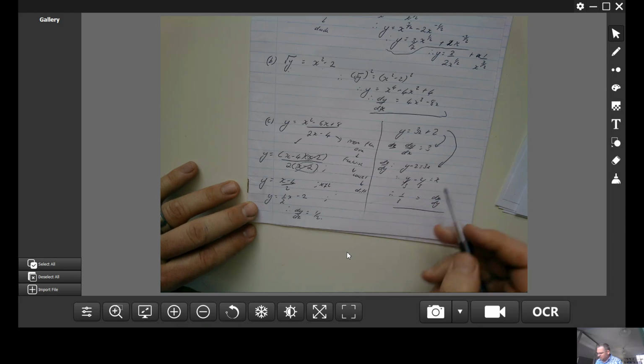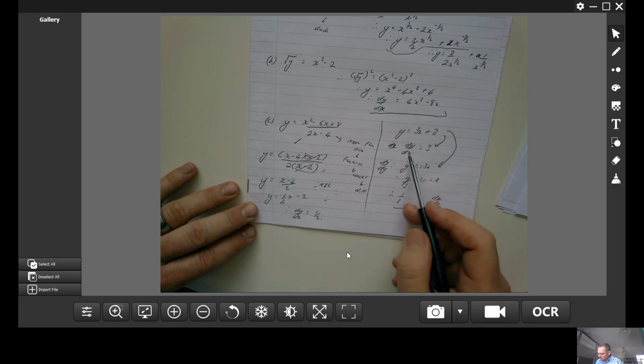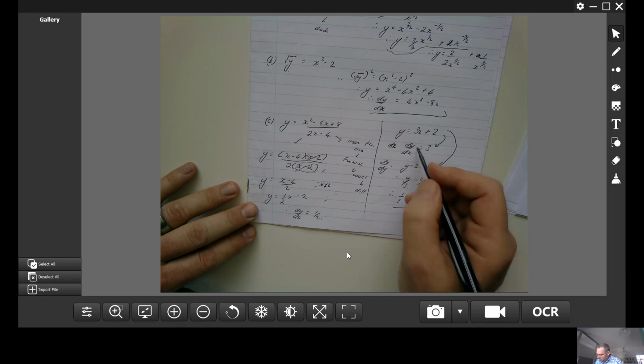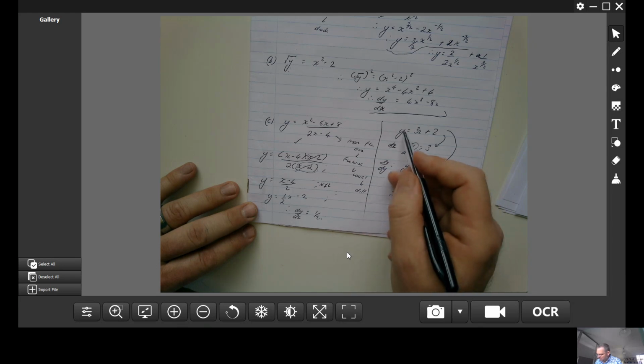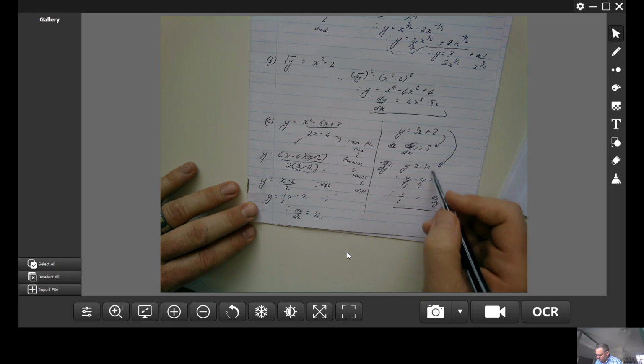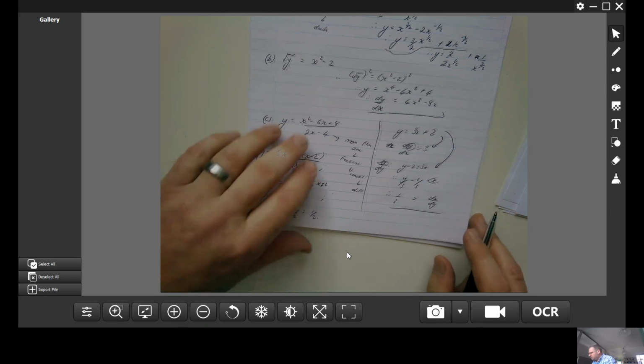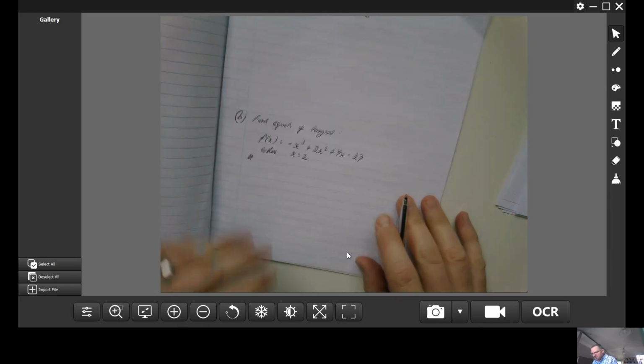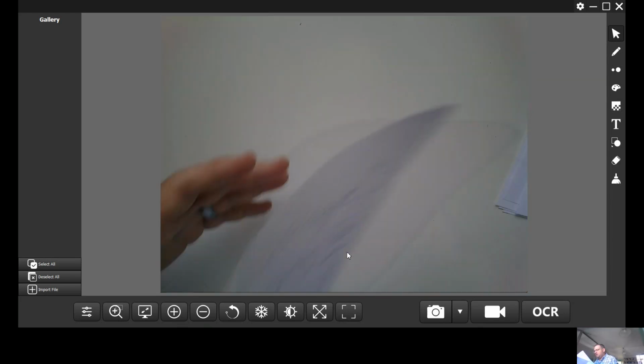So just be careful of that. If you see that notation, whatever's at the top, you have to isolate it. If they want dy/dx, you've got to get y on its own. If they want dx/dy, you've got to get x on its own before you differentiate. Okay, that's question 6. Right, question 7 quickly.